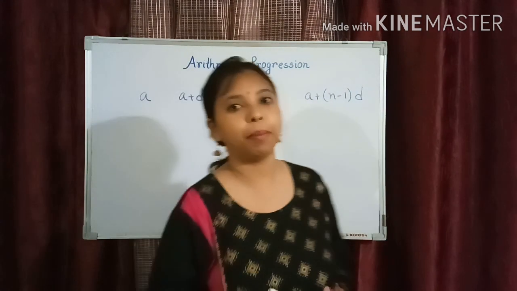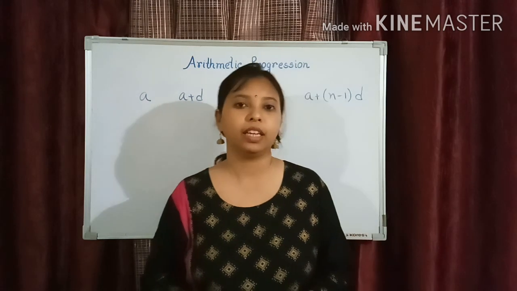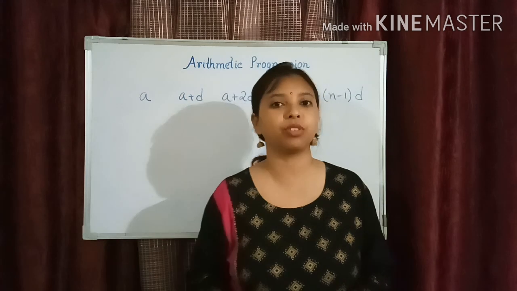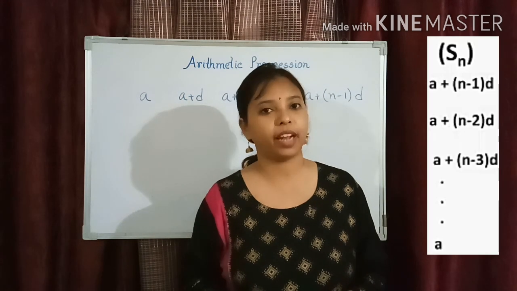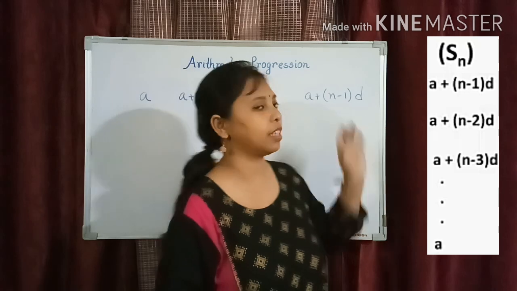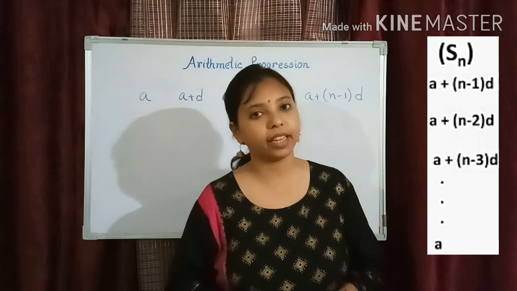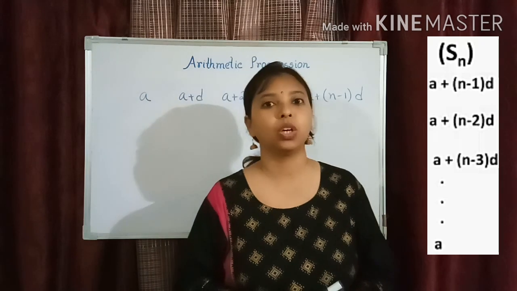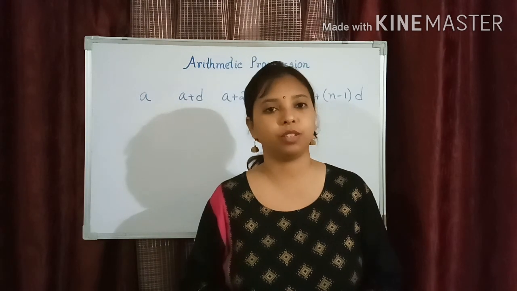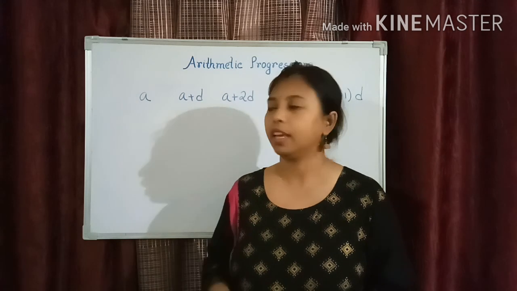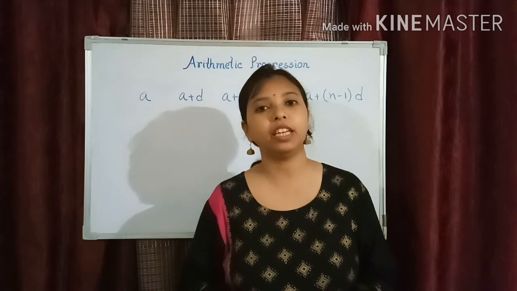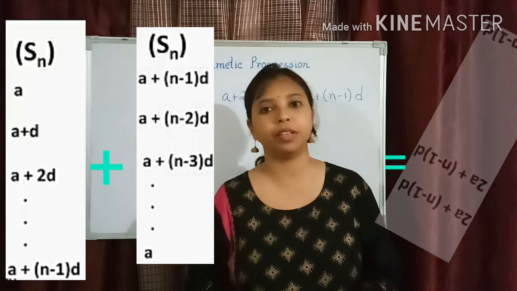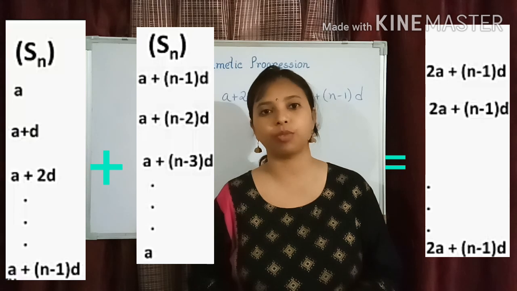So here we will apply the previous process only. We write down all the terms in reverse order. We will write first A plus n minus 1 D. Then the second term we will write A plus n minus 2 D. In this way the last term will be A. After that, if we add the corresponding values, then each time we will get twice A plus n minus 1 D.